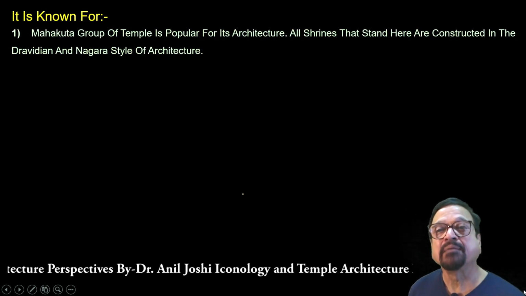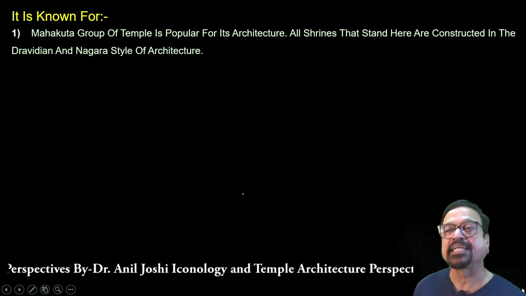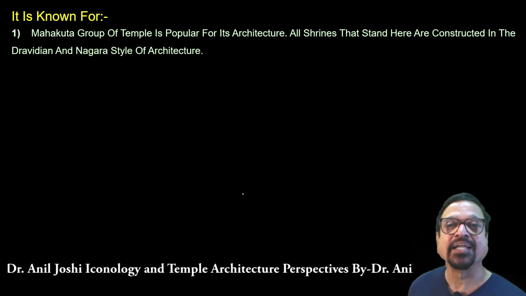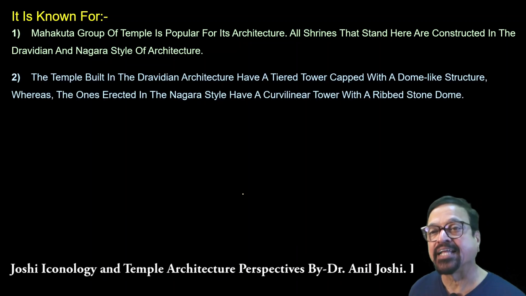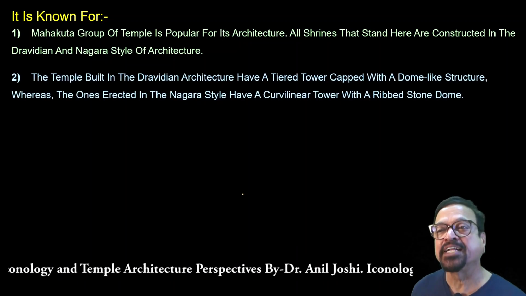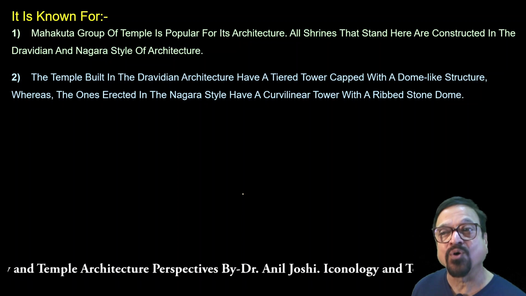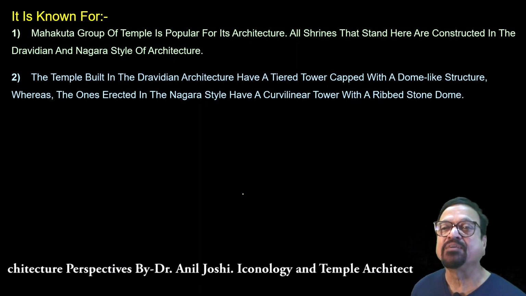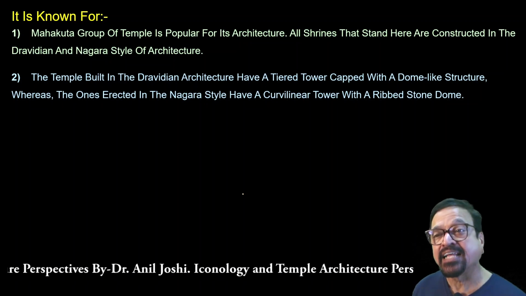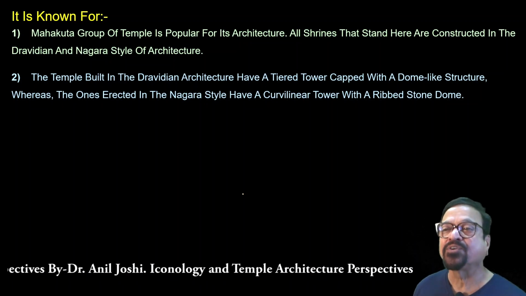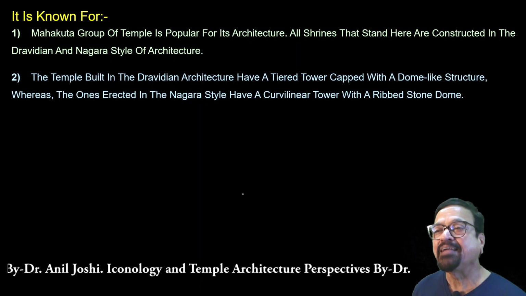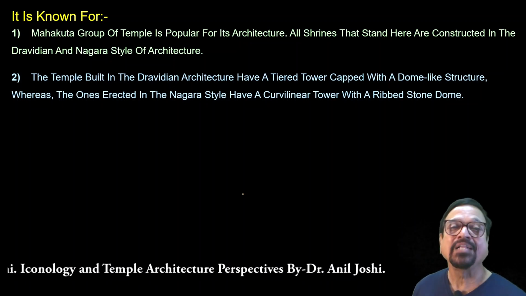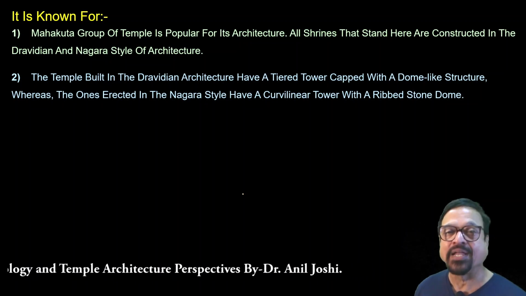Now, the Mahakota group of temples is popular for architecture. All shrines that stand here are constructed in the Dravidian and Nagara styles of architecture. The temples built in Dravidian architecture have tiered towers, cupola with dome-like structures, whereas the ones erected in Nagara style have a curvilinear tower with ribbed stone domes.